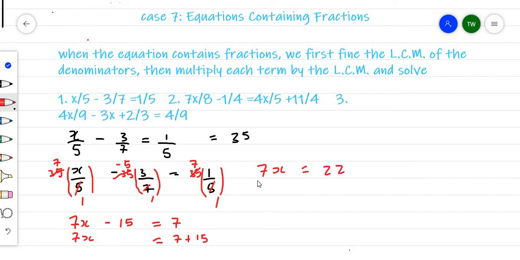So all we need to do is to divide both sides by 7, and we find the value of x. So 7 will cancel out 7 here, leaving us with x. And x is going to equal 22 over 7, or you can write your answer as a mixed number, which is 3 and 1 over 7. Alright.